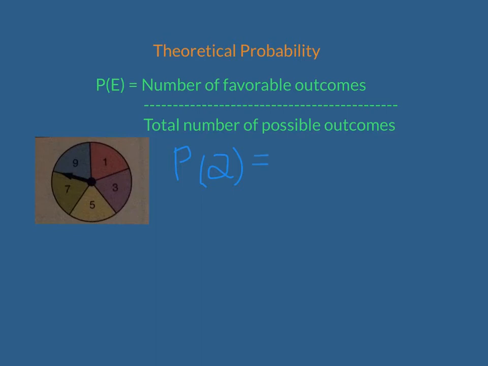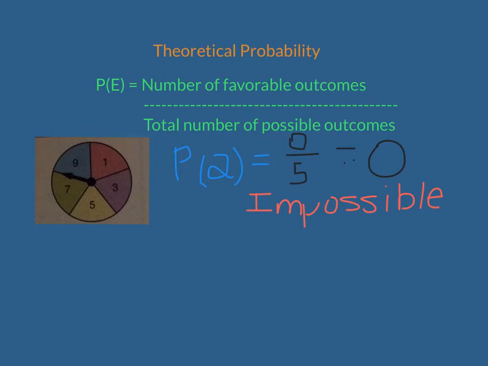So we look over here and we see the probability of spinning a 2, well, there's not even a 2 on here. So that would be 0 out of, then we count the spaces. There's 1, 2, 3, 4, 5 spaces. So the probability of spinning a 2 is 0, because 0 over 5 equals 0. So that would be impossible. There's no way that we would be able to spin a 2.